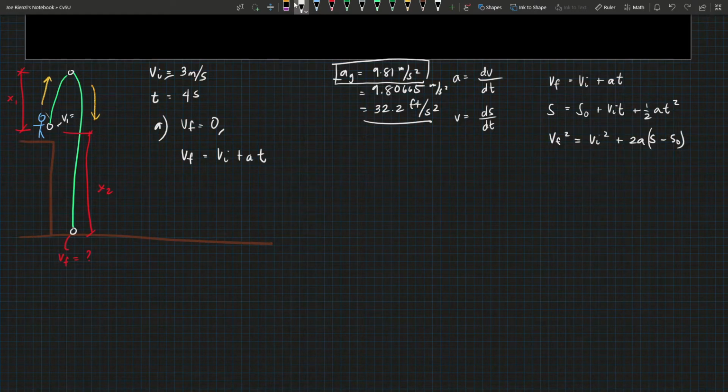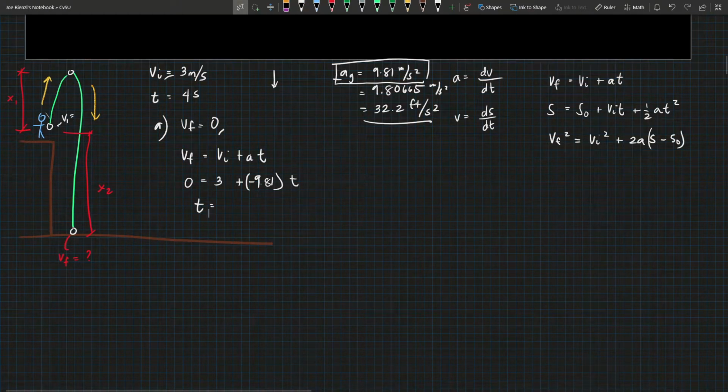So, the final velocity at that point is 0. The initial velocity, as given, is 3 meters per second, plus the acceleration due to gravity, which is 9.81, and the time is what we are looking for. Our gravity acts downward, so its value should be negative. Let's clean this. So, this is negative 9.81. Transforming, dividing, we will get that t is equal to, let me show the calculator.